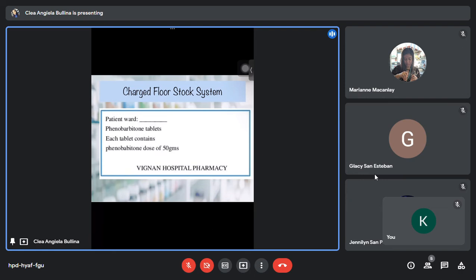Okay, and then under that, you have the drug and its dosage form. So, we have phenobarbital tablets, the name of the drug, and then the dosage form. And then, ano yung content niya. So, each tablet contains 50 milligrams of phenobarbital kasi that's phenobarbital eh. That's the brand of phenobarbital.